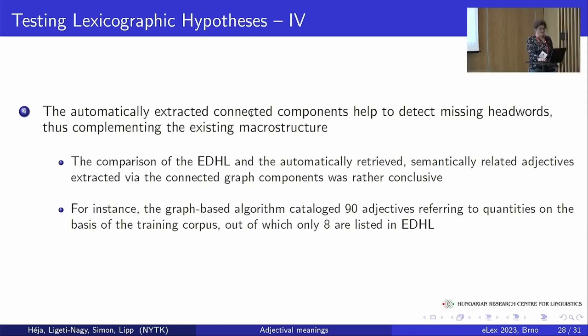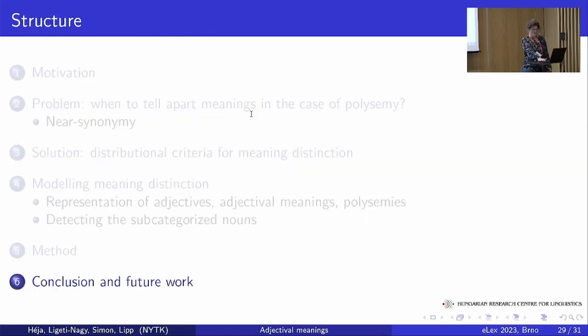And fourth, the automatically extracted connected components help to detect missing head words, thus complementing the existing microstructure. The comparison of the explanatory dictionary and the automatically retrieved semantically related adjectives extracted via the connected graph components was rather conclusive. For instance, the graph-based algorithm catalogued 90 adjectives referring to quantities on the basis of the training corpus, out of which only 8 were listed in the dictionary.